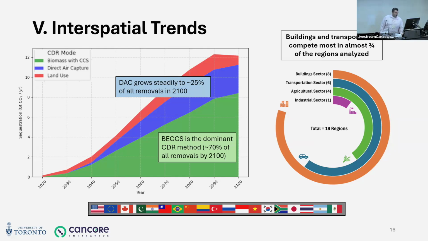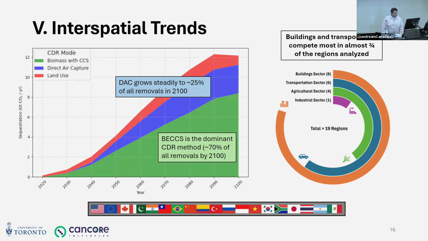So BECCS dominates as the primary CDR method, making up about 2/3 of projected removals by the century's end. DAC grows steadily but remains second, while land use methods grow more slowly due to constraints like biodiversity and food security. In terms of competition, the building sector, including both residential and commercial buildings, ranked first in 8 of the 19 countries, meaning it reduced emissions the least as CDR expanded. It was followed by transportation in 6 of the countries, agriculture in 4, and industry in 1. This variation reflects national differences in infrastructure, economic structure, and technological readiness, and confirms that CDR mitigation dynamics are context dependent.